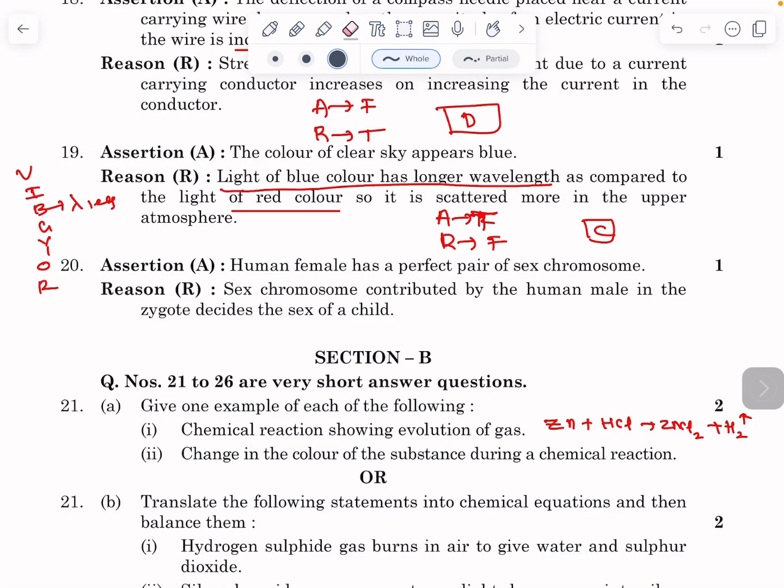Assertion A, human female has a perfect pair of sex chromosomes. Yes, that is X and X. Reason, sex chromosomes contributed by the human male in the zygote decide the sex of the child. Both assertion and reason are correct. This is also correct. But here the reason is not the correct explanation for the assertion. So here you need to select option B.